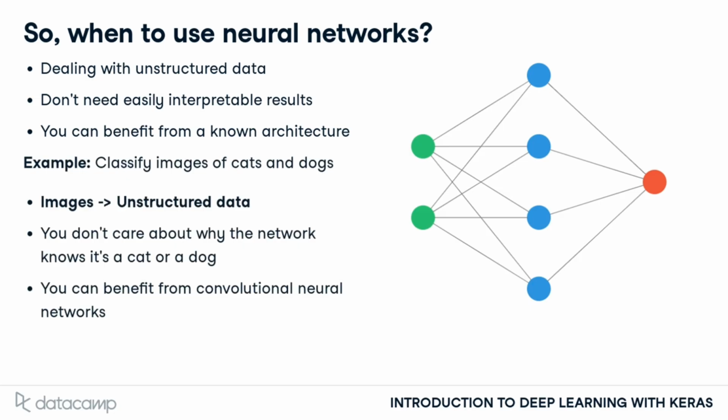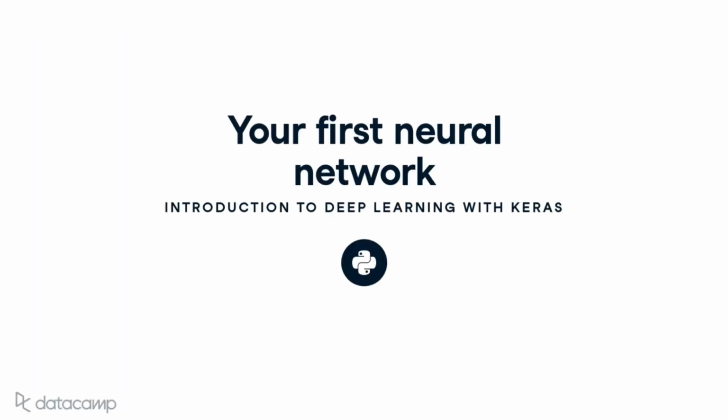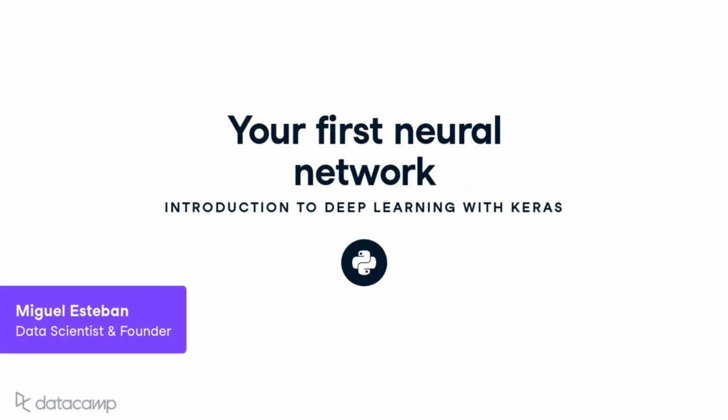For instance, when classifying images of cats and dogs, images are unstructured data. We don't care as much about why the network knows it is a cat or a dog, and we can benefit from convolutional neural networks, so it is wise to use neural networks. You will learn more about the usefulness of convolutional neural networks later on in the course. Let's start building neural networks.